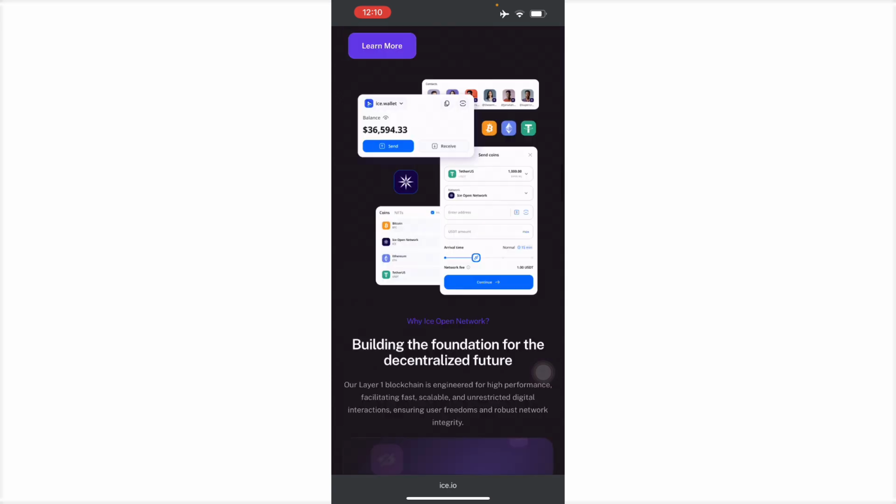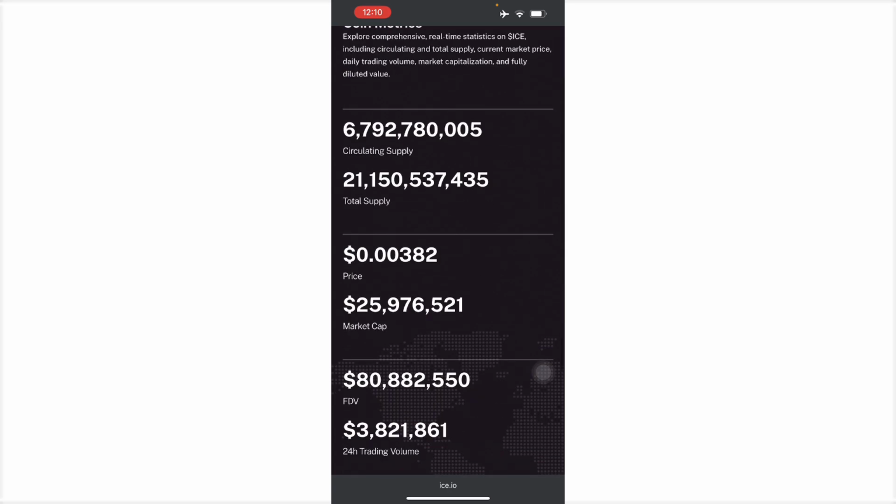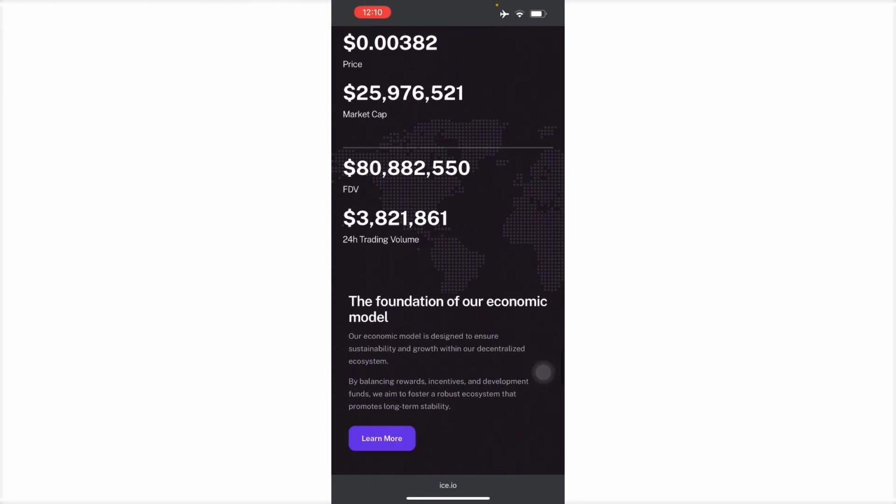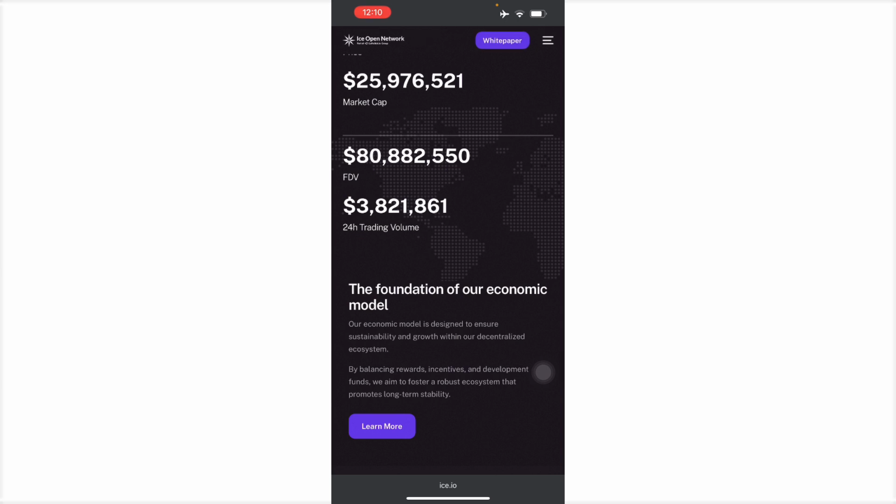As you can see, you can check the coin metrics right here. So there's 6.7 in circulating supply and 21 in total supply. Its price right now is about 0.003 cents. The FDV is about 80 million and the 24-hour trading volume is 3.8.